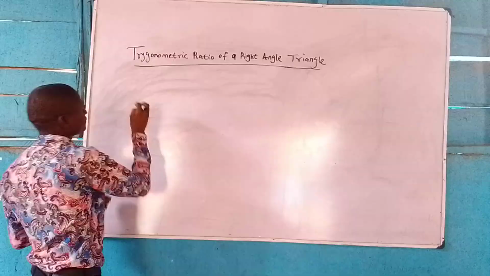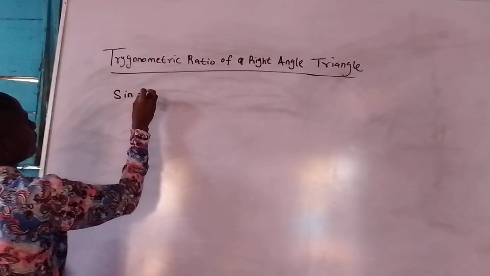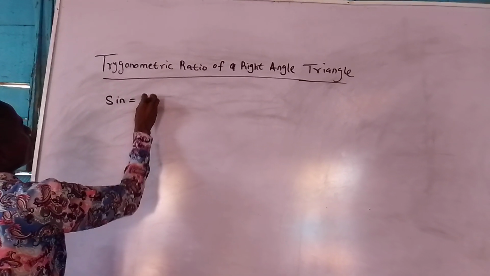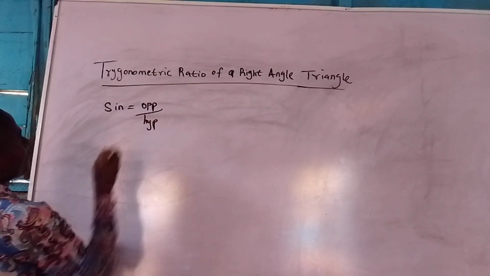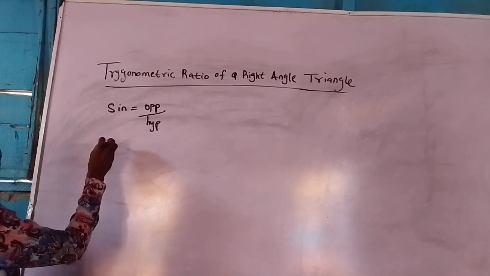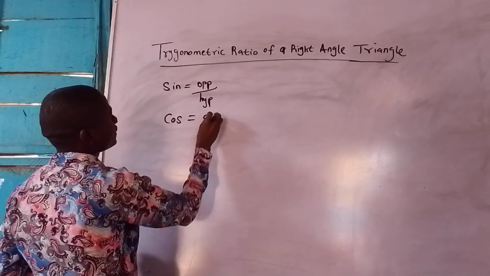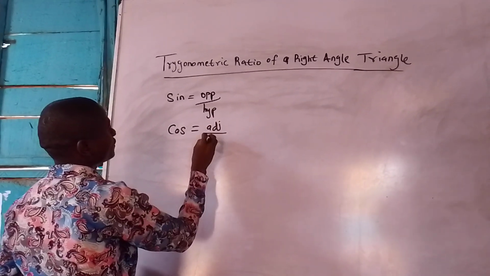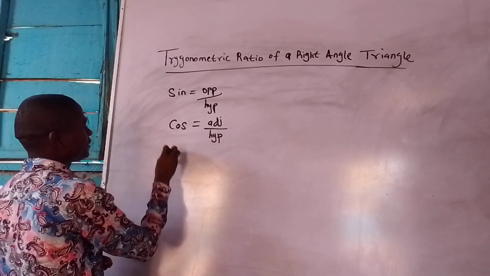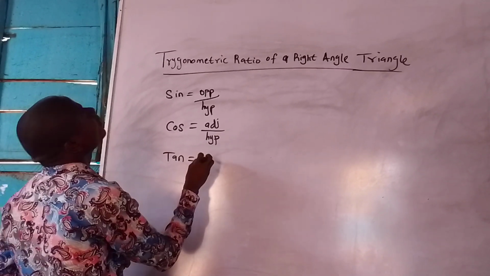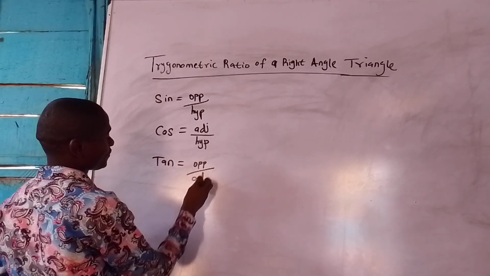We'll be looking at sine. We have opposite over hypotenuse. We have cos. We have what? Adjacent over what? Hypotenuse. We have another one, tan. This is what? Opposite over adjacent.